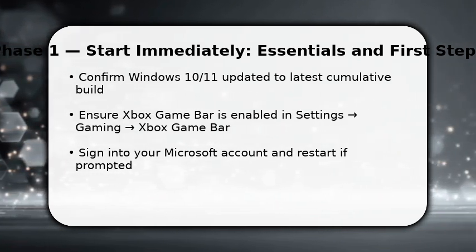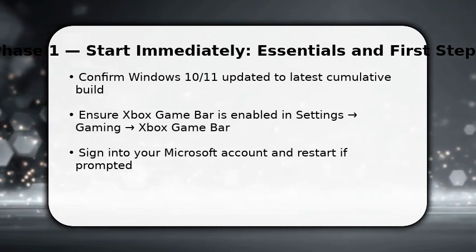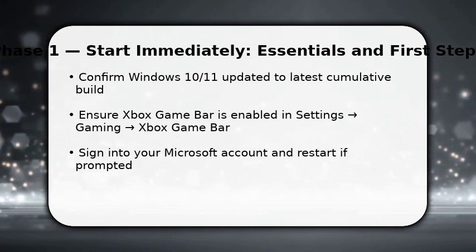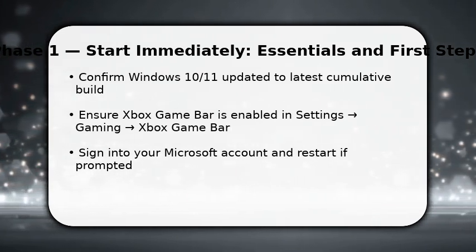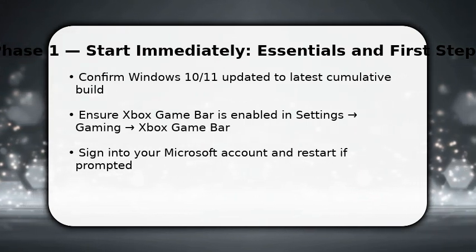Once done, do a quick restart. This clears hung services and applies updates. If the toggle was already on, still restart. Many issues resolve after a clean boot. You'll now be ready for deeper fixes that directly target the Game Bar app and related services.